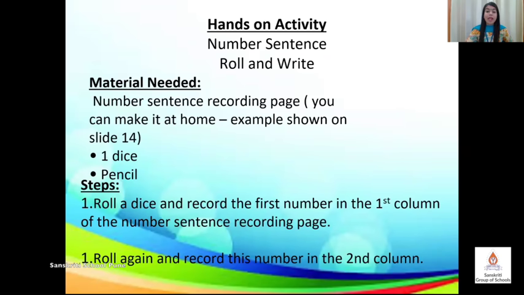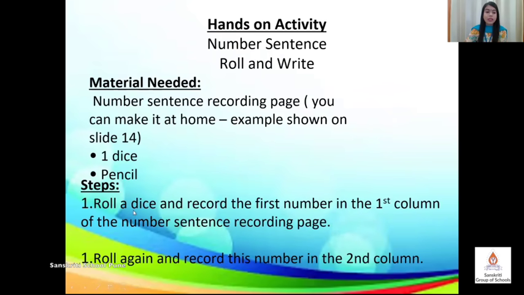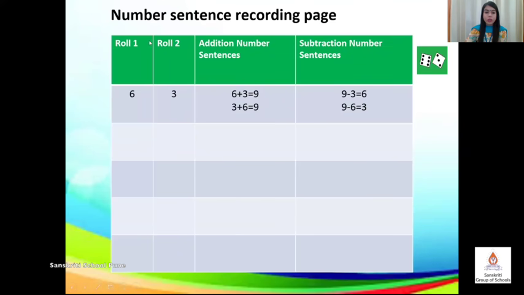So I have this activity for you all which will help you to revise your concept of addition and subtraction which we have understood just now. So for doing the activity, you need to read the step on this page and on this page as well. Now, when you are done with that, what you need is a dice, a pencil, and a number sentence recording page that you are going to make in your notebook.